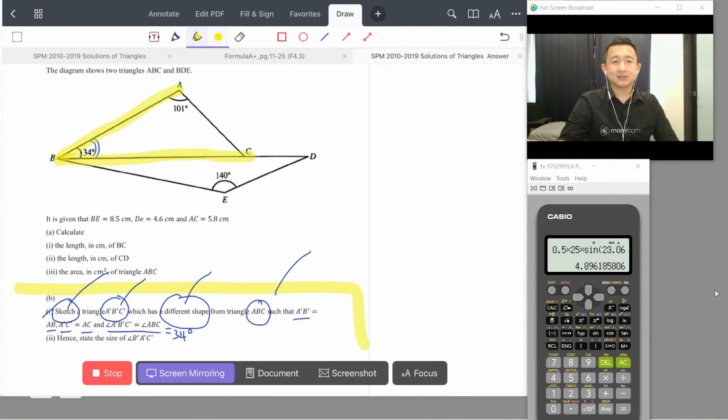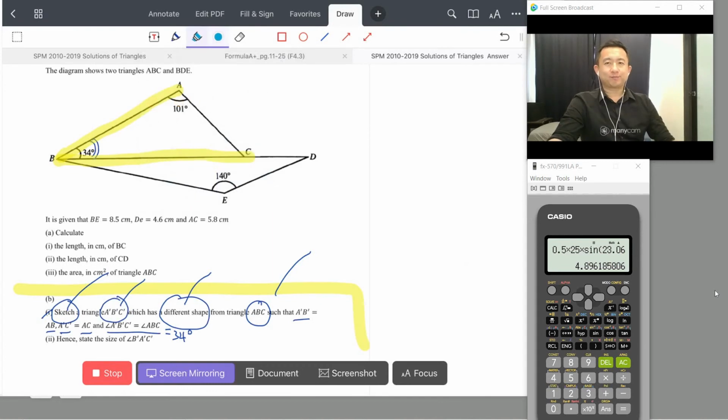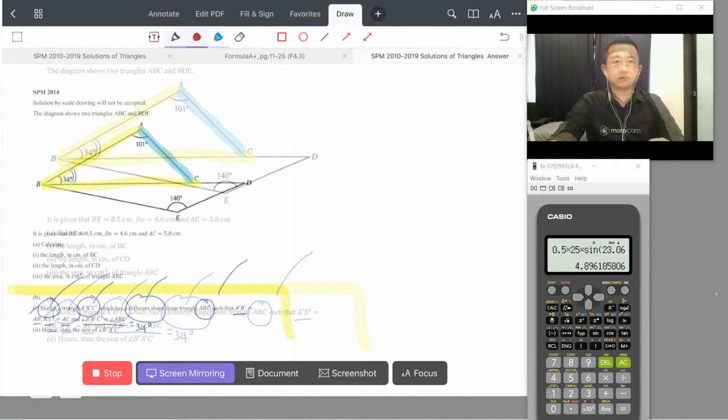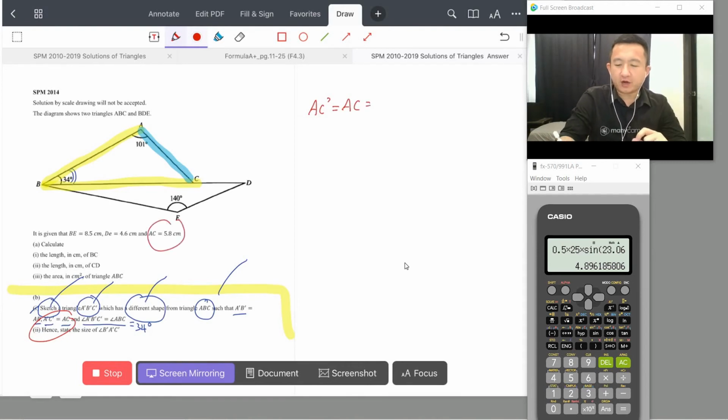Logical? Okay? So the only side of the triangle that you can play around with, which one? Obviously, AC. Okay, you can move around with AC, and then you can play around and have different shapes. So again, how long is AC? Because we know that AC prime equals AC, and AC equals 5.8 cm.